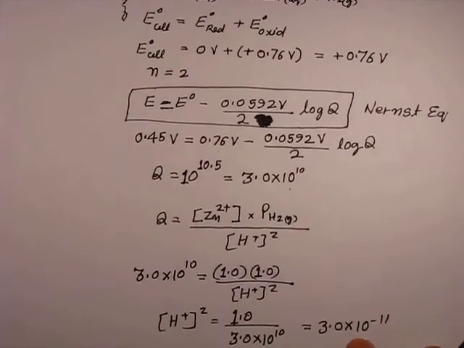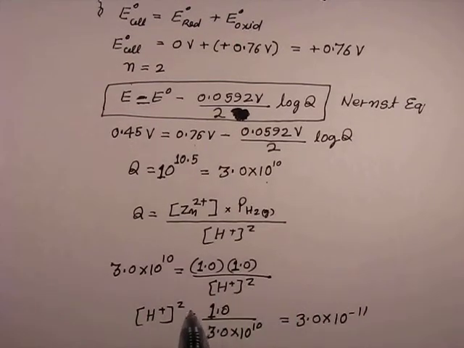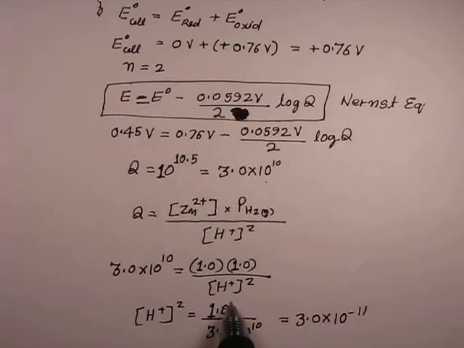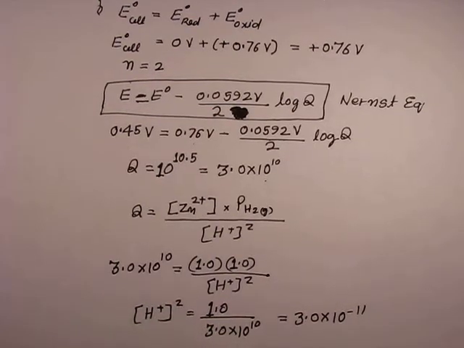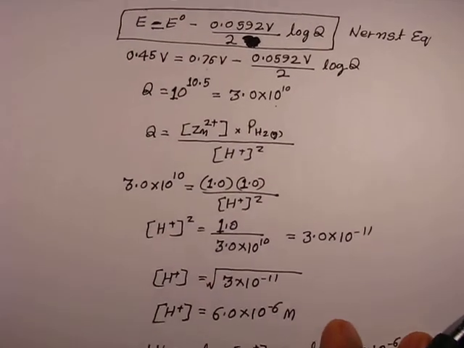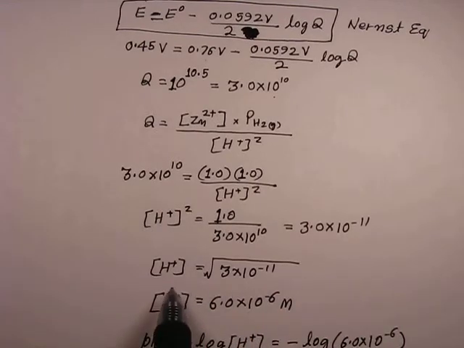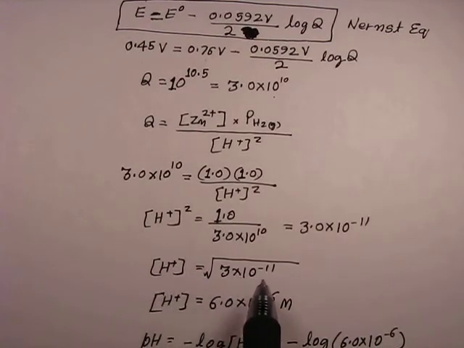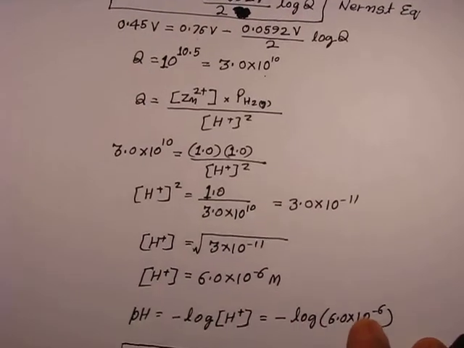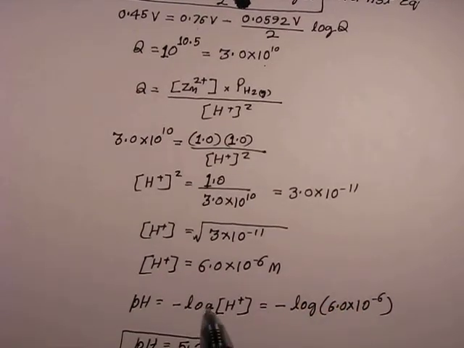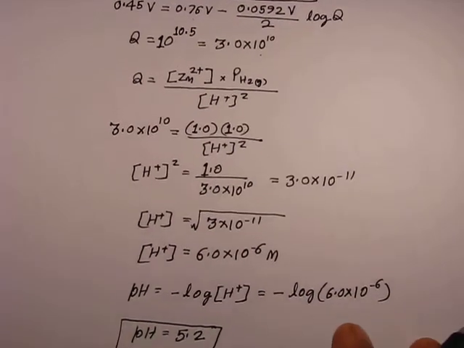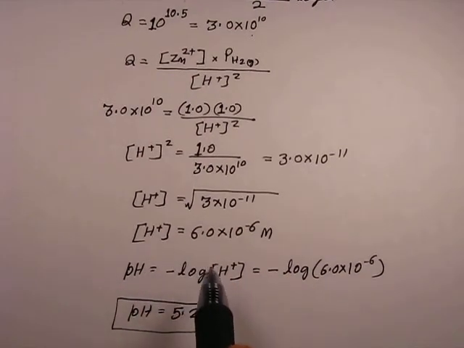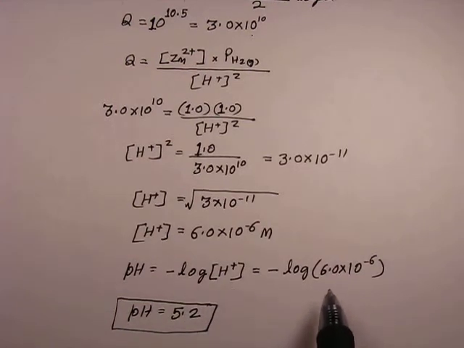Then we can calculate the hydrogen ion concentration, and after taking the square root we get the hydrogen ion concentration in molarity, which comes to 6.0 times 10 to the minus 6 molar. Then, once we get the hydrogen ion concentration, we can take the negative log of the hydrogen ion concentration, and that will give us the pH.